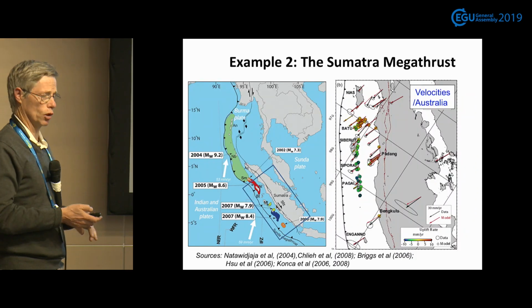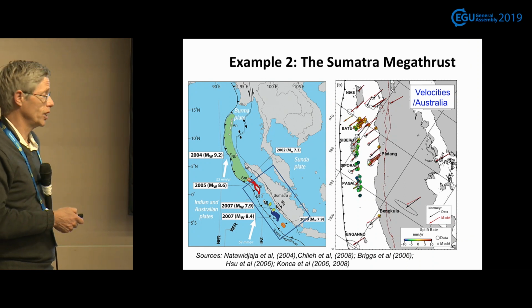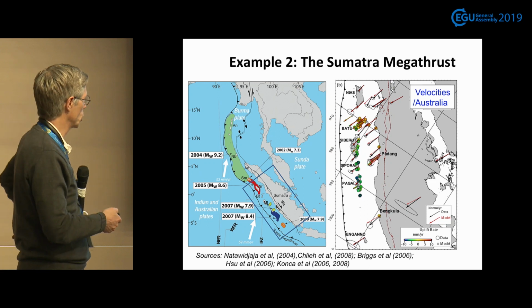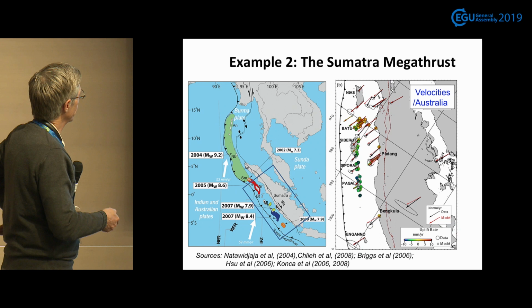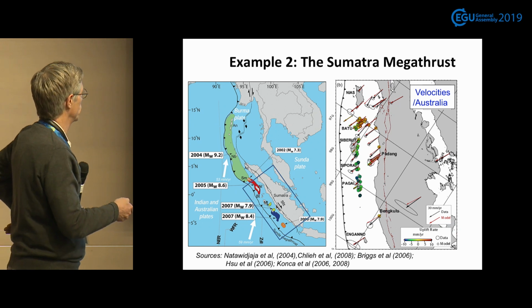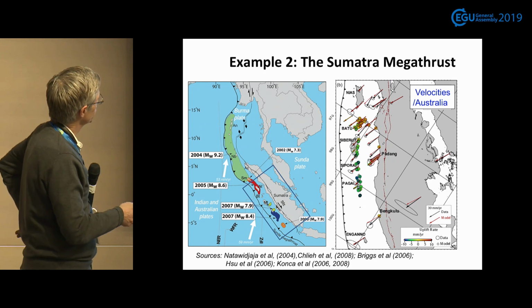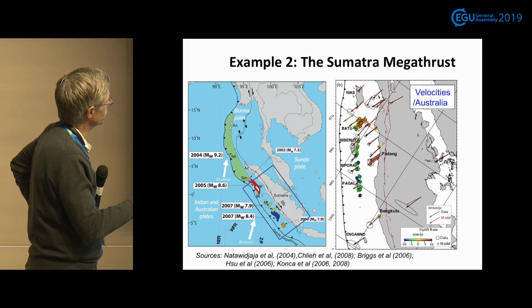Let's look at another example from the subduction zone off the coast of Indonesia, off the coast of Sumatra more particularly, which has produced quite a few large earthquakes over the last 20 years. And here again, we're using GPS to measure displacement. So here they are plotted relative to the subducting plate. But what you see here is that here, the plate interface must be quite large.